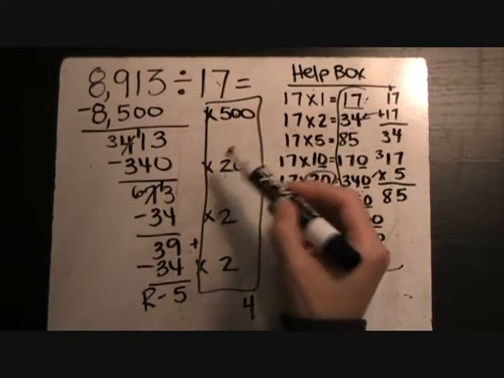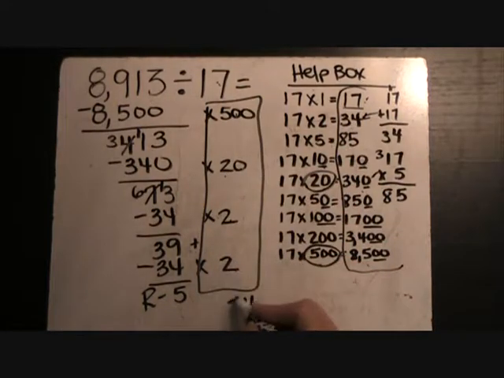0 and 2 gives me 2 and 500. So my final answer is 524 with a remainder of 5.